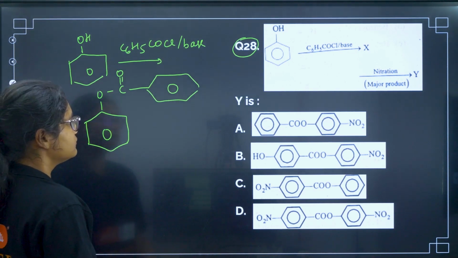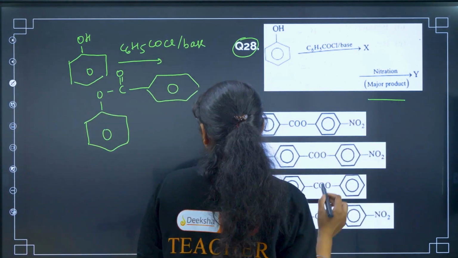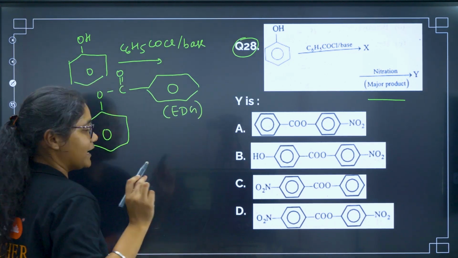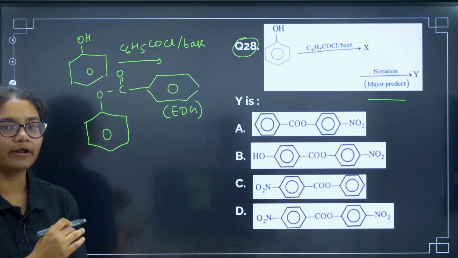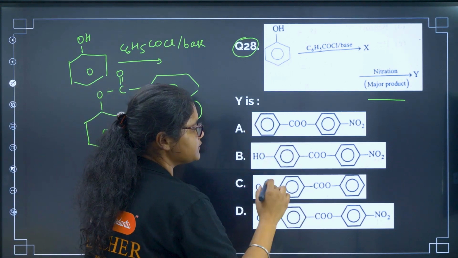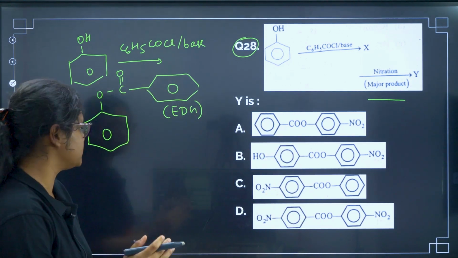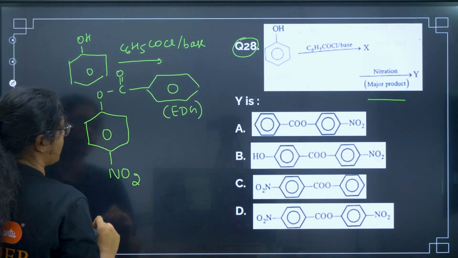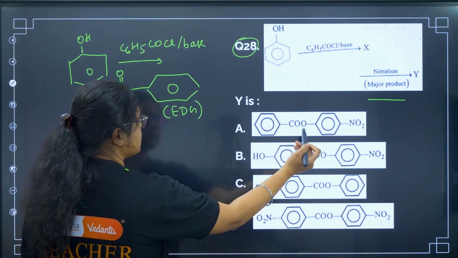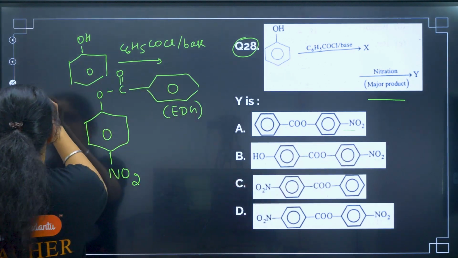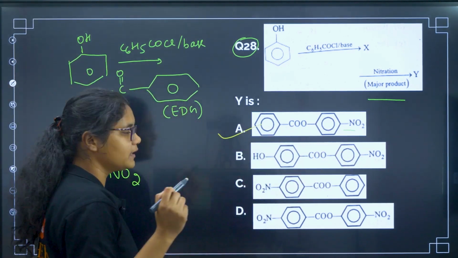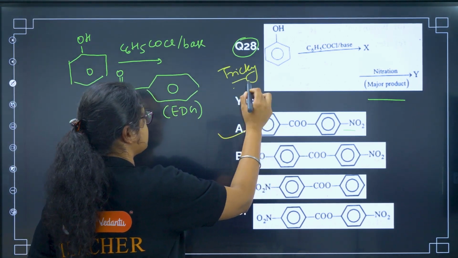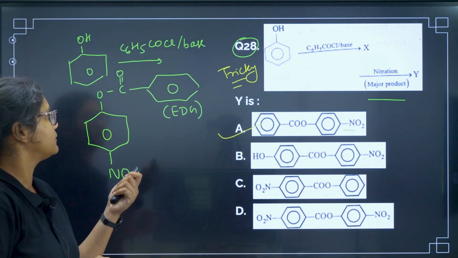Okay. Now nitration. Now see here, this group is an electron donating group. So nitration will take place either at the ortho position or at the para position. Based on the options, you can see that nitration has taken place in the para position. So this nitration will take place here and this will be the product, right? So we have this one, then CO group, then this one and then nitro group. So the correct answer for this question will be option number A. Okay. So this one is a little tricky question. So just practice some more reaction based questions from here.